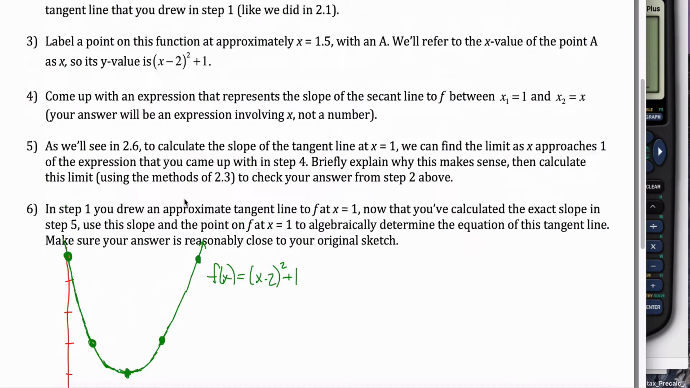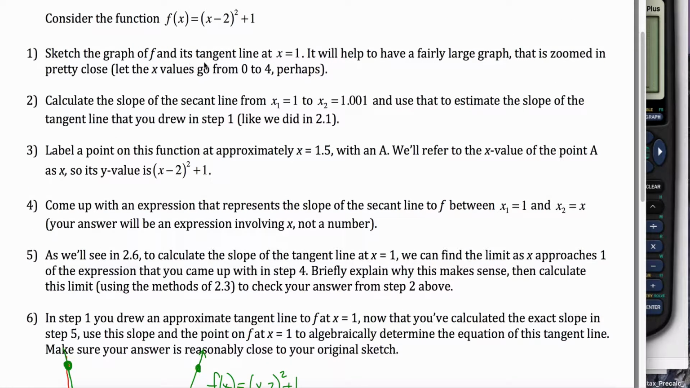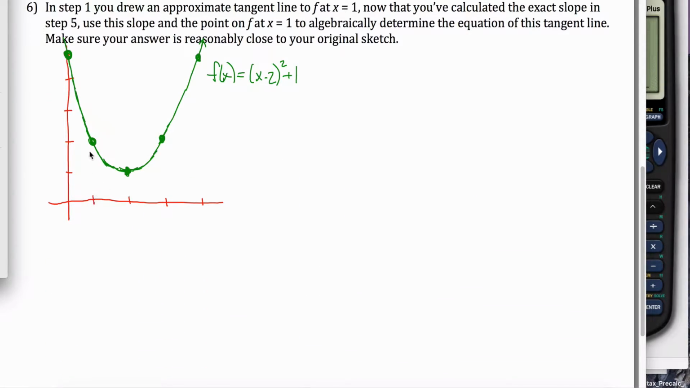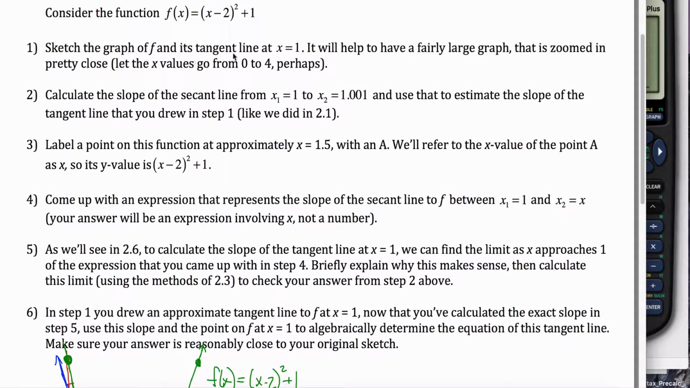So, okay, the first step says sketch the graph of f and its tangent line at x equals 1. So x equals 1 is right here. Here's the point on the graph where x equals 1. And what I want to do is draw a line that goes through this point and just kind of is tangent to my graph at that point. So maybe it would look kind of like this. It's about as close as I can come. Yours doesn't have to look exactly like this, but that's my best approximation of what a tangent line would look like.